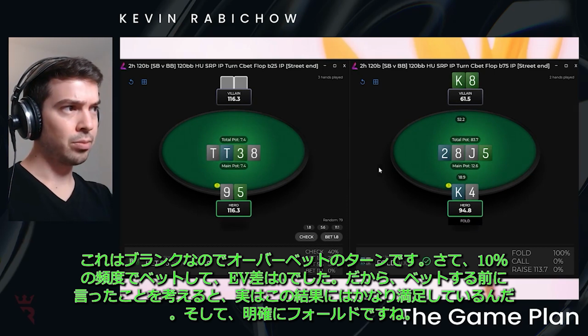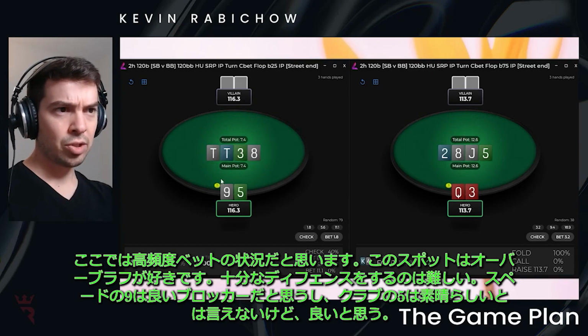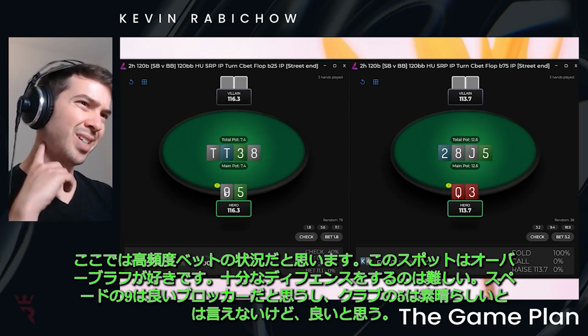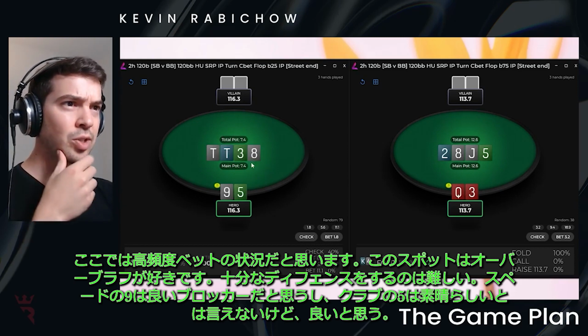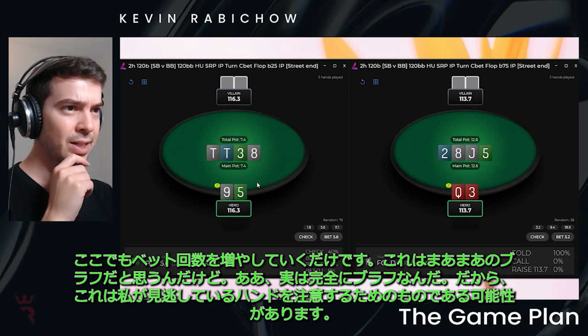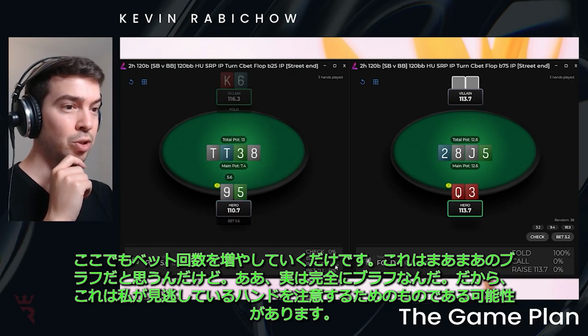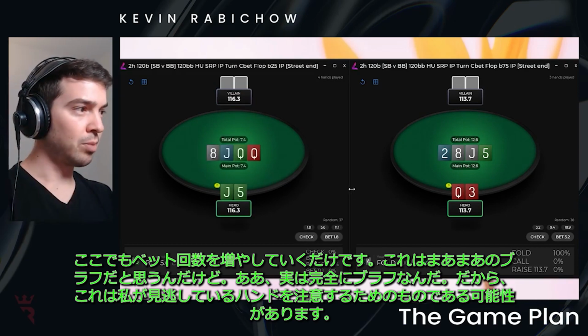And now we have a clear bet fold. Interesting check-raise with the 8 blocker. And no removal on bluffs, I guess. So here, it's a high frequency betting situation. I like over bluffing these spots. It's hard to defend enough. The 9 of spades seems like a good blocker. The 5 of clubs is fine. Like, it's not great, but it's fine. Again, I'm just going to push my betting frequency here. I think this is an okay bluff. Oh, it's actually a pure bluff. So this could be something for me to take note of, a hand that I'm missing.